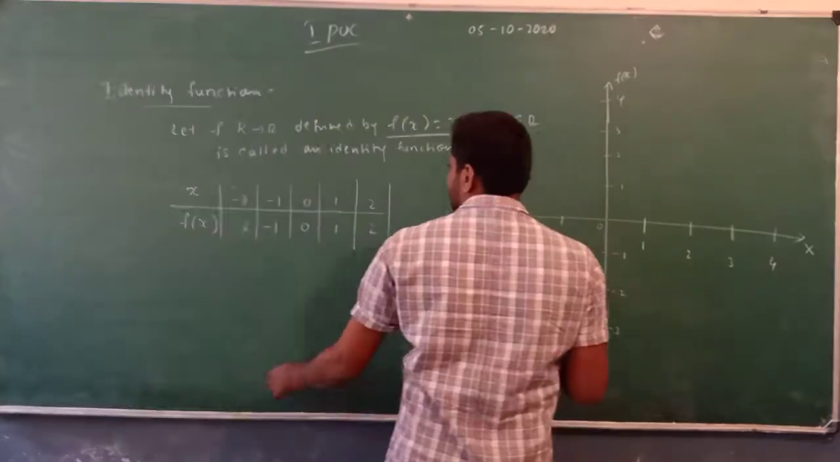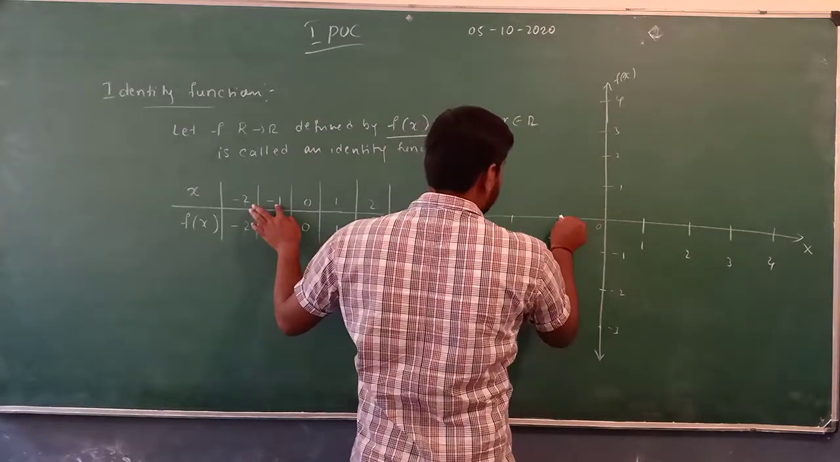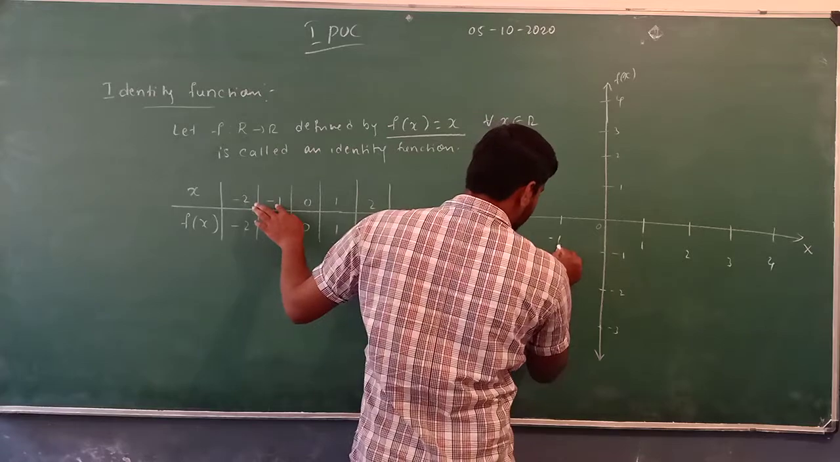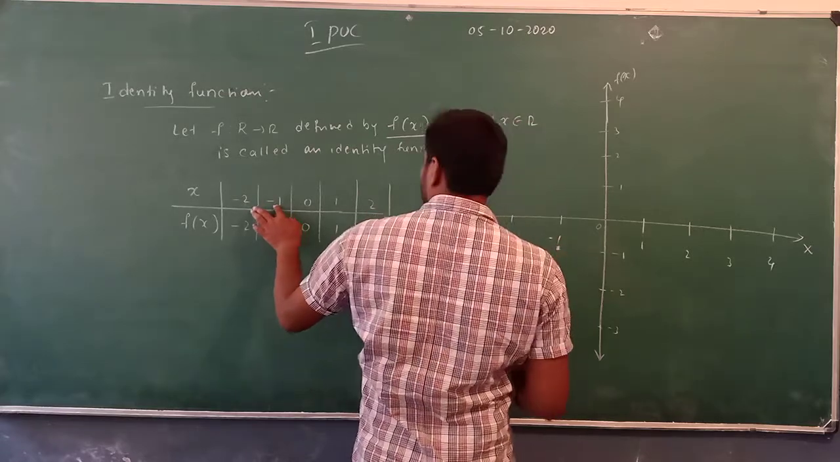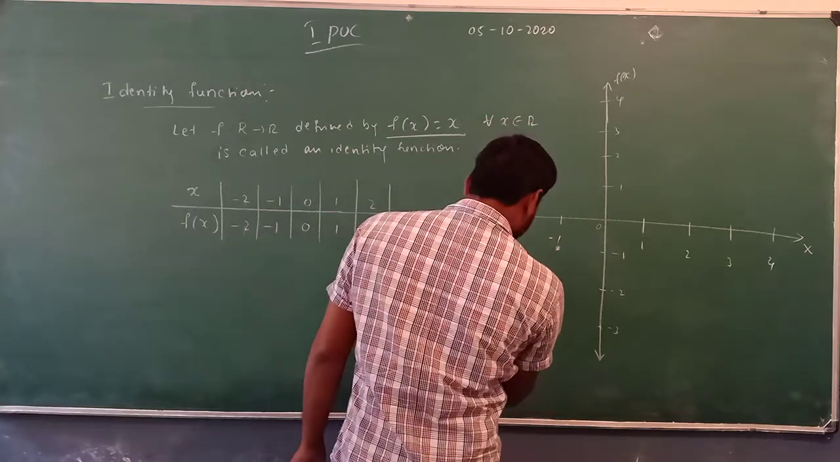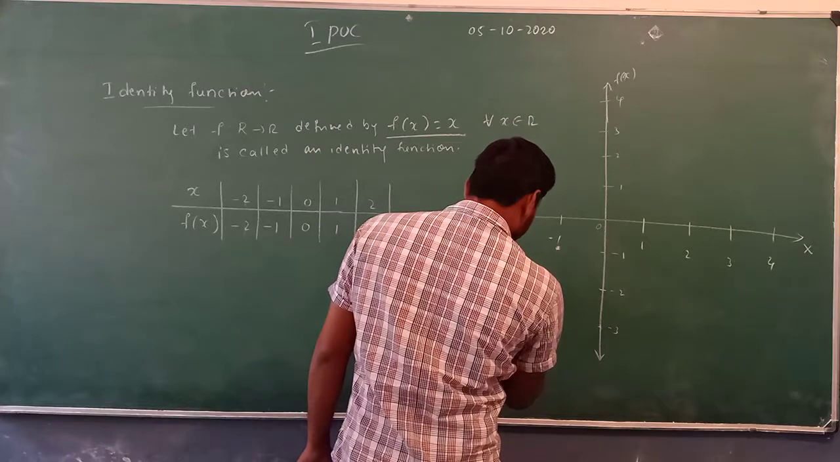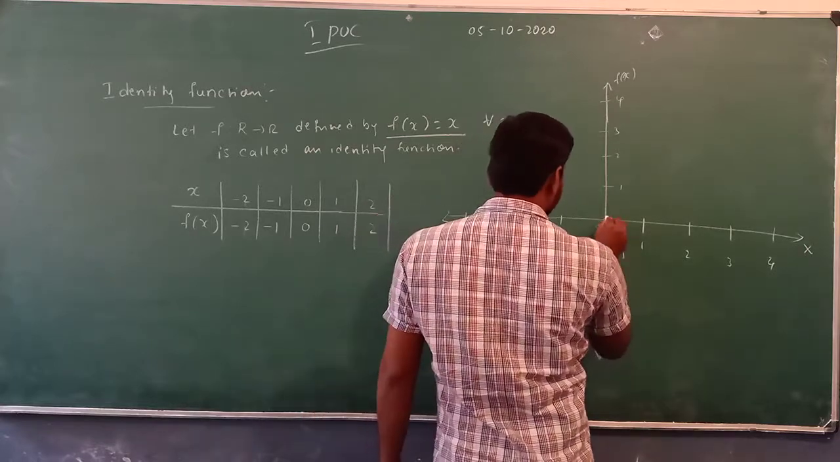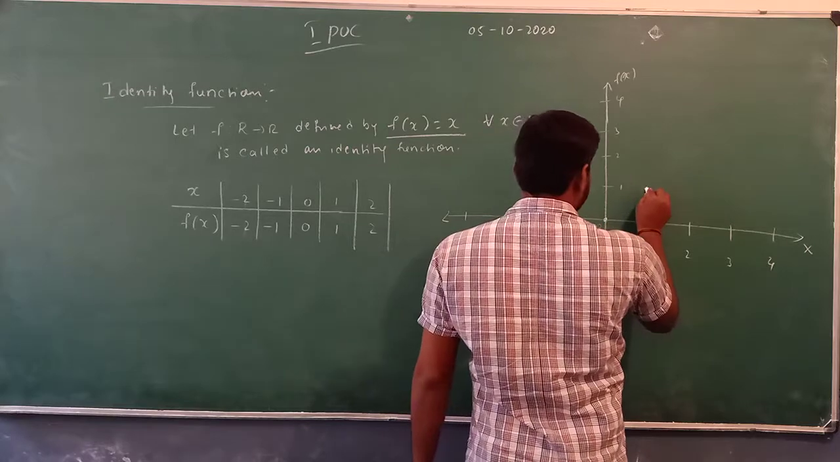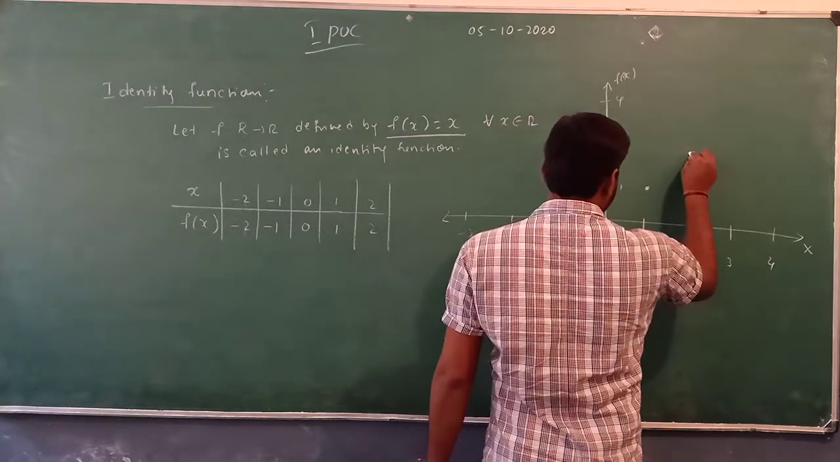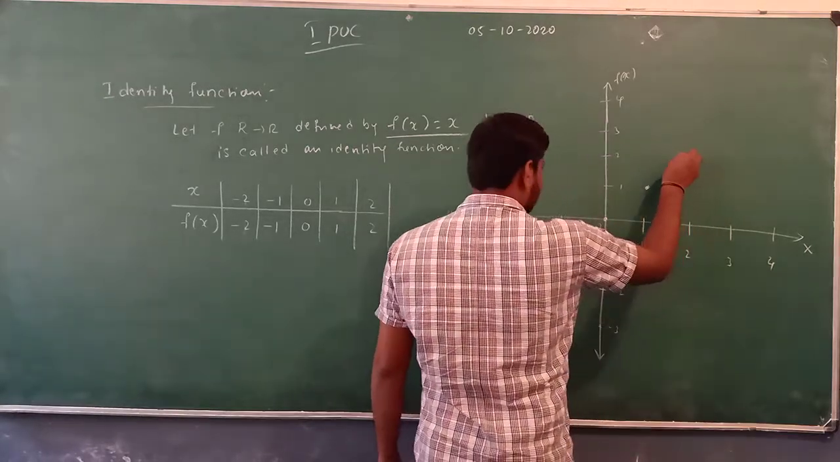Okay. So when you choose -1, it's going to be -1. Okay. So here is the point. Second one -2, -2. So here is the point. Okay. The third one, when it is 0, it's going to be 0. So 1, it's going to be 1. 2, it's going to be 2. So we can also draw like this.